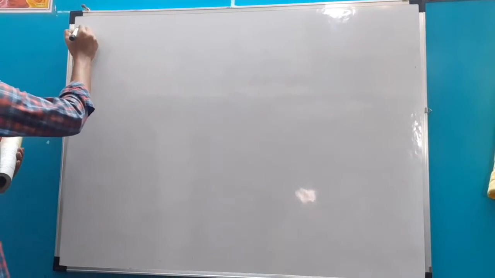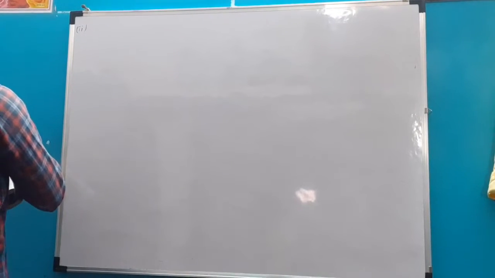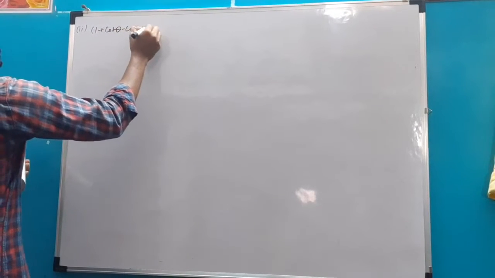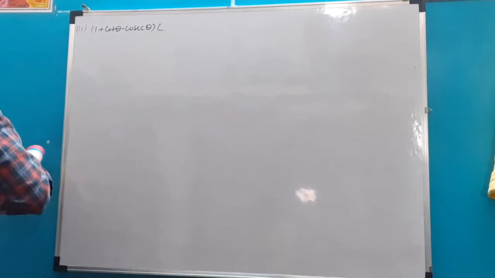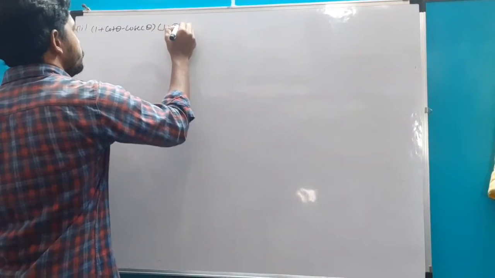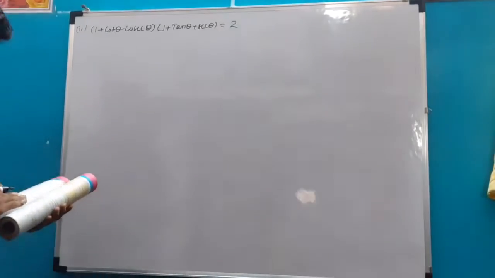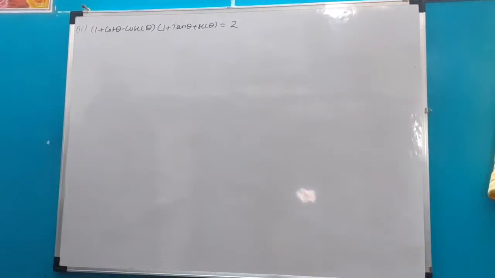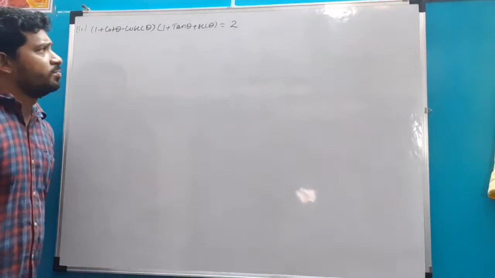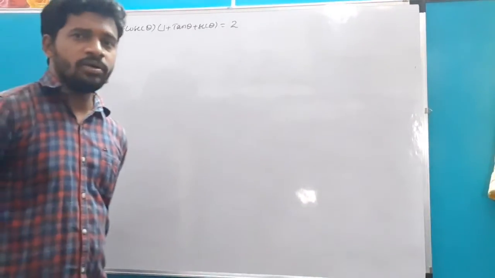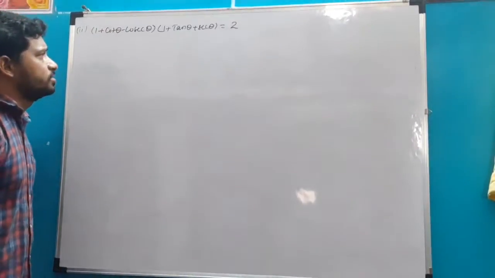Next question is that 1 plus cot theta minus cosecant theta into 1 plus tan theta plus secant theta, which is equal to 2. So we need to show that (1 plus cot theta minus cosecant theta)(1 plus tan theta plus secant theta) equals 2. So how can we prove this one? Just replace the values and do a simplification here.